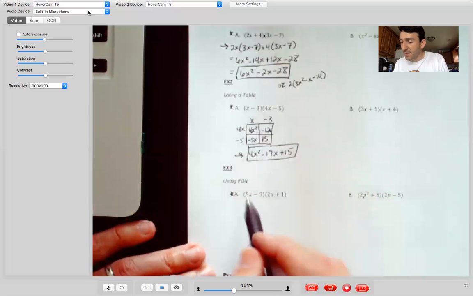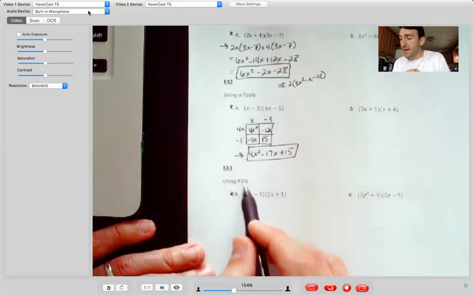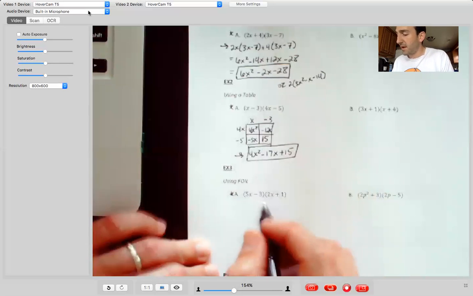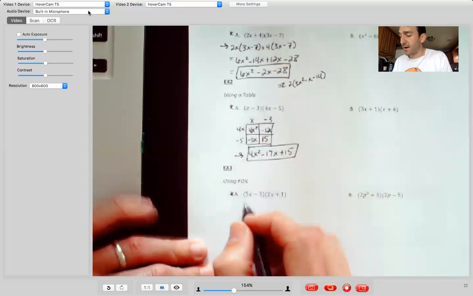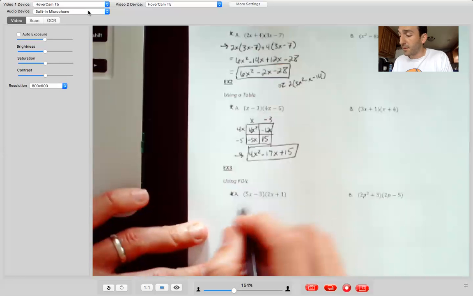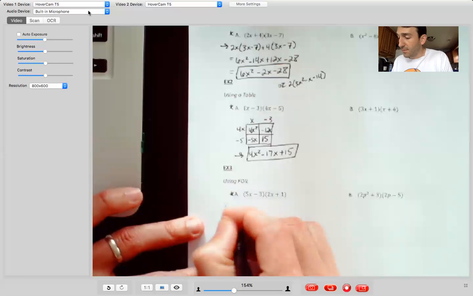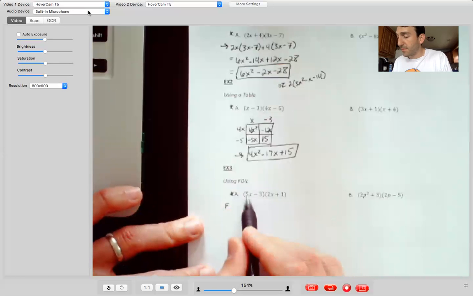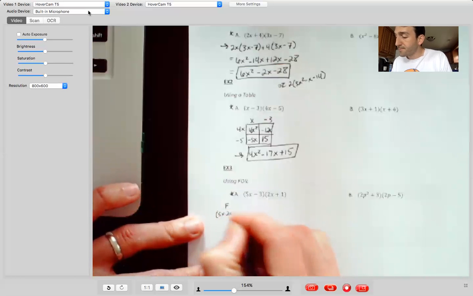And then the last method, this is how it used to be taught all the time, the FOIL method. So FOIL is just an acronym, meaning first, outside, inner, last. This is probably my least favorite method, I'd say, but it's pretty much the exact same thing as distributing twice. If the acronym helps you to remember to do that, then by all means, do it that way. So if we multiply the two first terms, that would be 5x and 2x. So 5x times 2x.